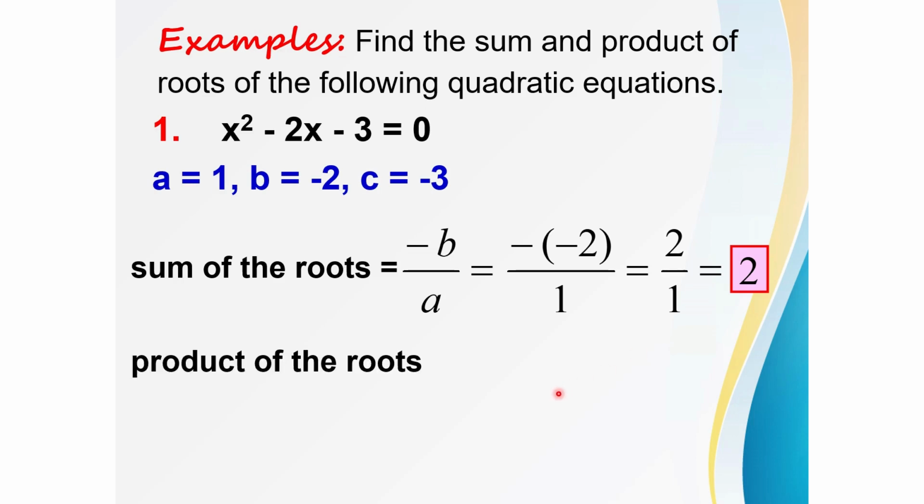While for the product of the roots, the formula is c over a, so the value of c is negative 3 and the value of a is 1. So negative 3 divided by 1 is negative 3. So the product of the roots is equal to negative 3.